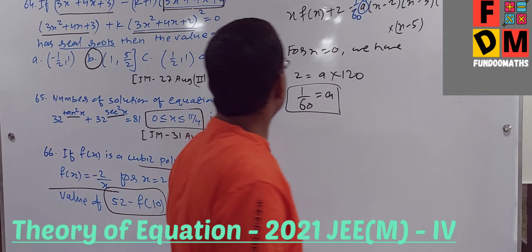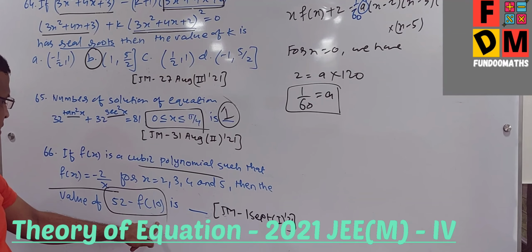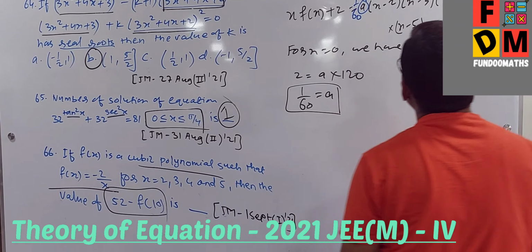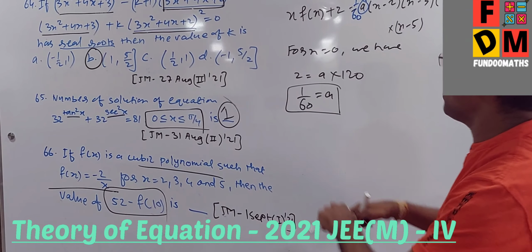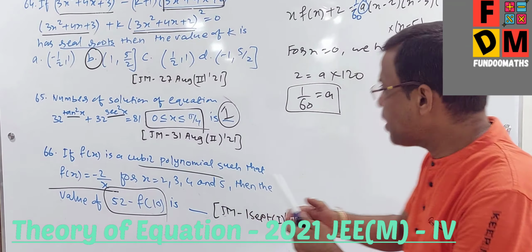Can I have something for f of x, because f of 10 is something they are asked. f of 10 is something, 52 minus f of 10. So if I get f of x, game over. Fine. So should I jump directly to f of 10? Let us try f of 10, because f of 10 is the value we have to put down.